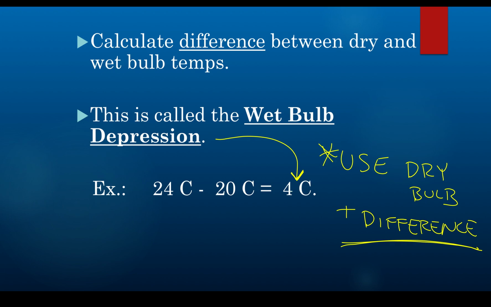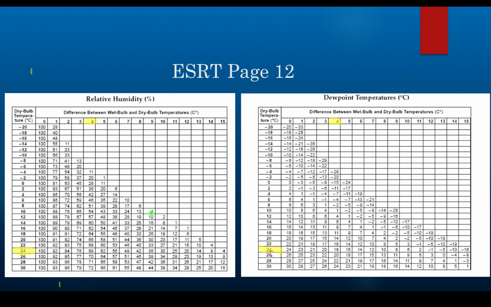We always use the dry bulb and the difference. The dry bulb temperature in this case is 24. Remember, it's always the higher one. There's the dry bulb. We're going to use that, and we're going to use the difference to find the relative humidity and the dew point. Now, they're two different charts. Make sure you use the correct chart.